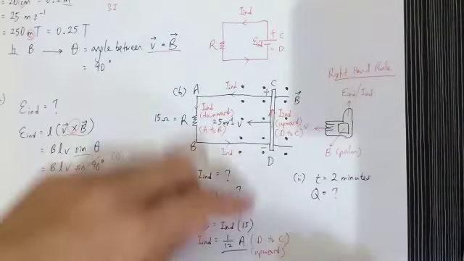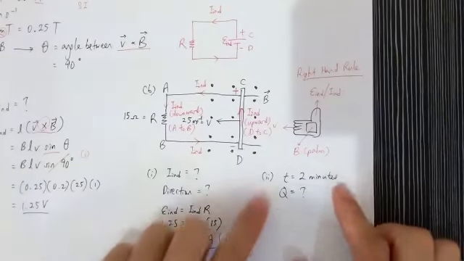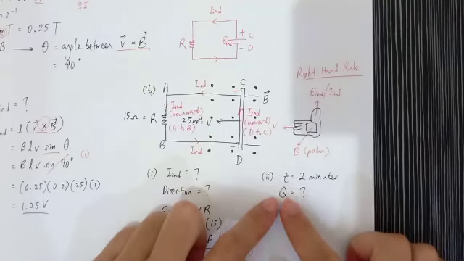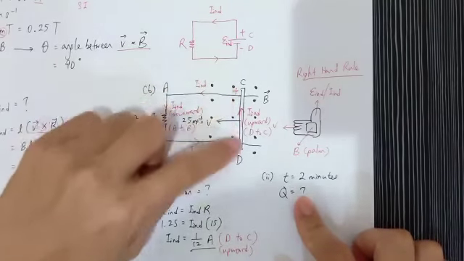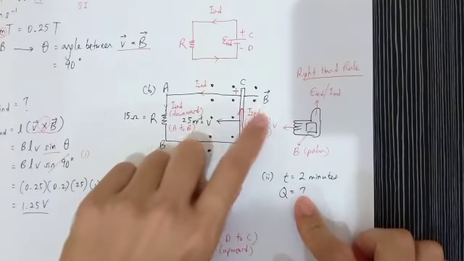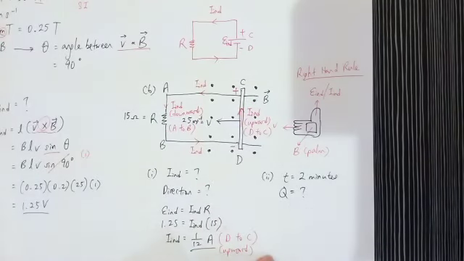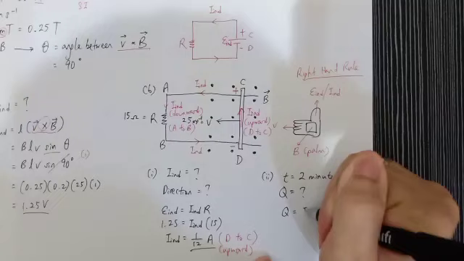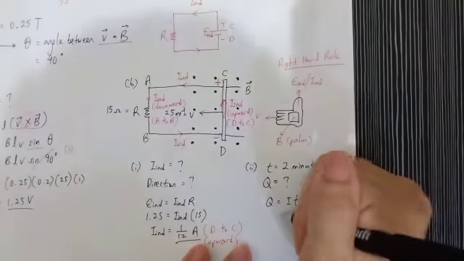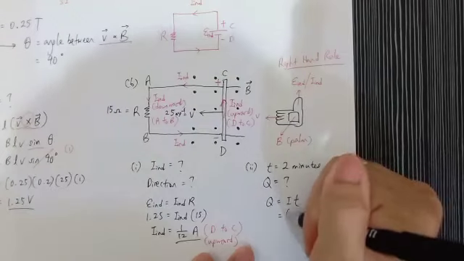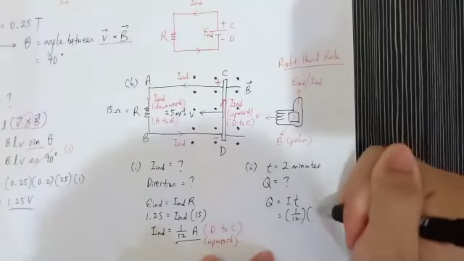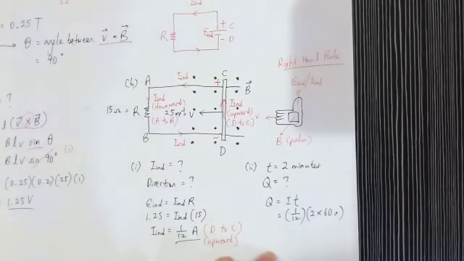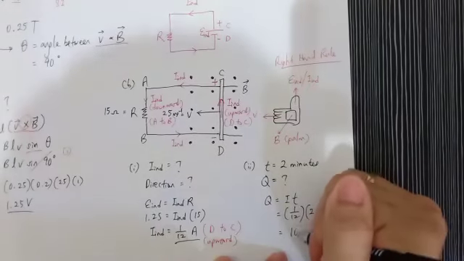Then question 2: he asks if the time taken is 2 minutes, how much charge has passed through the conductor for this induced current. Very easy, to find the charge we just use the formula Q equals IT. Q equals I, the induced current 1/12, times the time taken, 2 minutes. You must convert 2 minutes to seconds, 2 times 60 seconds. So finally you will get the total charge of 10 coulomb.